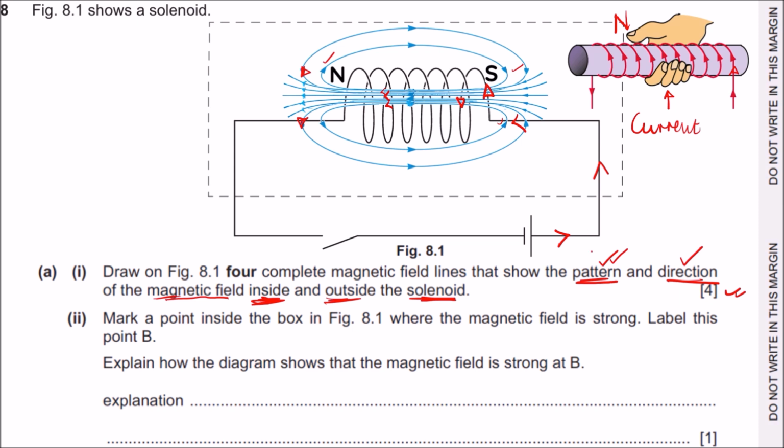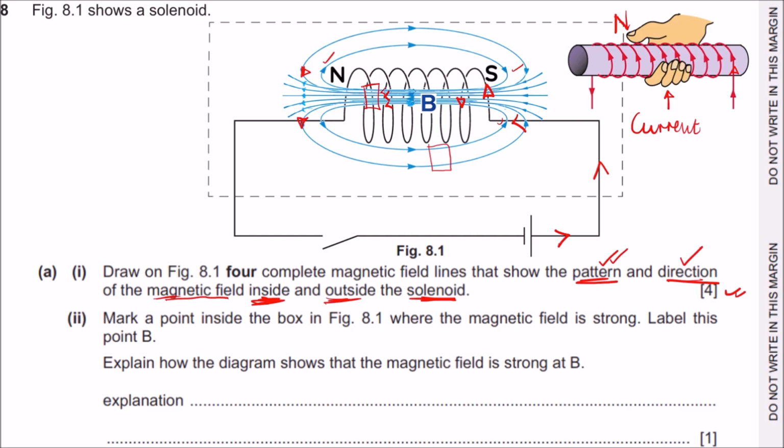Part 2 says, mark a point inside the box in Fig 8.1 where the magnetic field is strong. Label this point B. So B was expected to be somewhere here. Why? The field is stronger where there is a high field density, where we have more field lines per unit area. If we put a square here, we are going to capture most of the field lines. If we put a square of the same size here, we are only capturing 2 field lines.